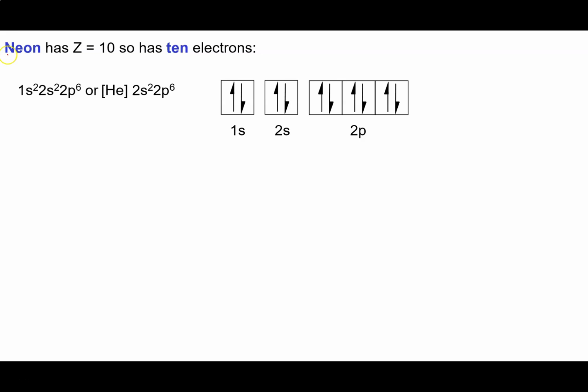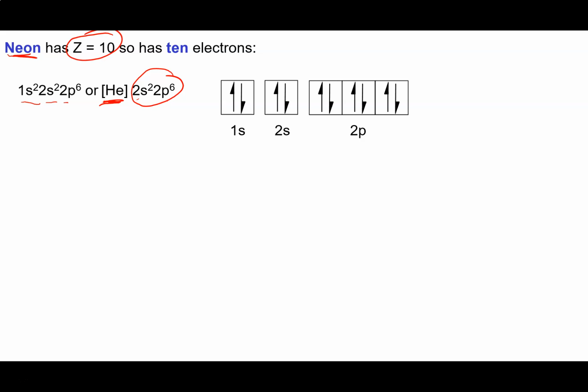Okay, and then finally we get to neon at the end of period 2, atomic number 10, so it's got 10 electrons, 1s2, 2s2, 2p6. Preceding noble gas is helium, so 2s2, 2p6, these would be considered the outer electrons, and these would be the core electrons.